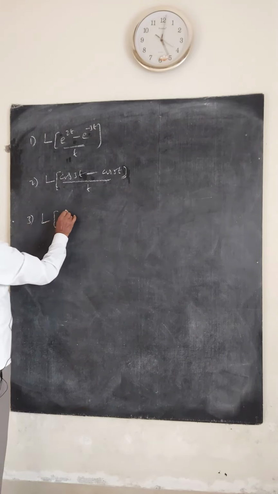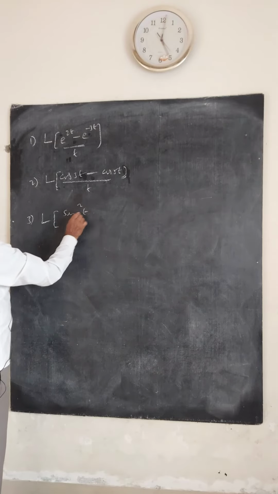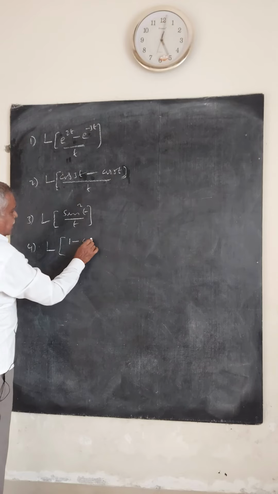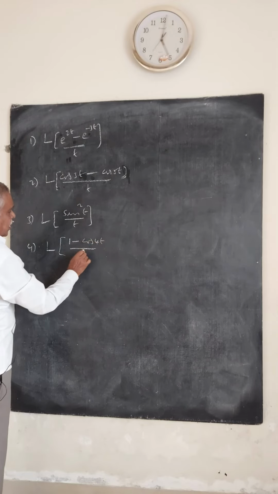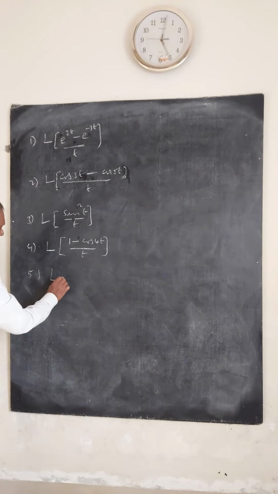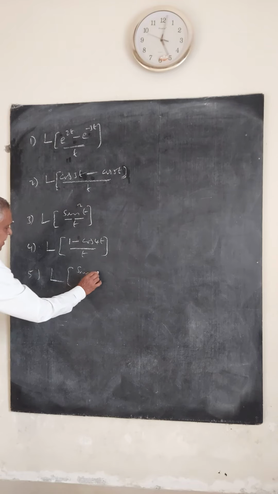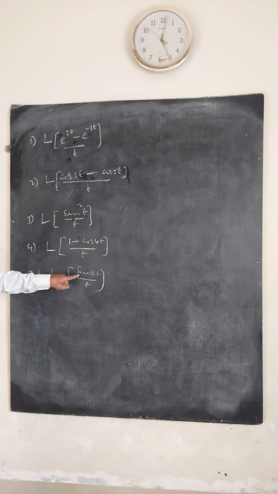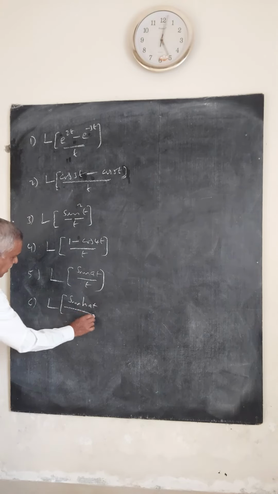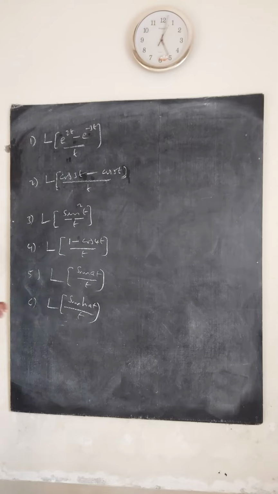3. L of sin square t by t. 4. L of 1 minus cos 4t by t. Cos square t is not possible. Sin square t only possible. 5th, L of sin at by t. Cos at by t not possible. 6, L of sinh at by t. Cosh at not possible.